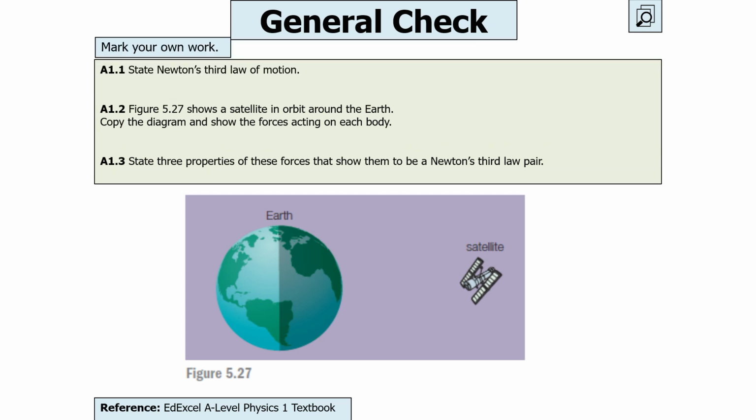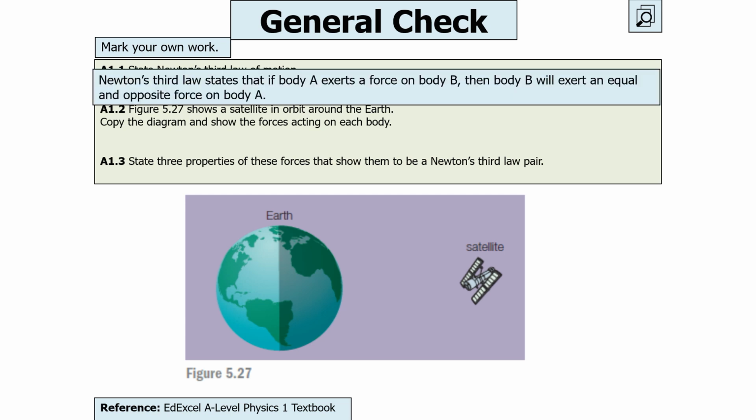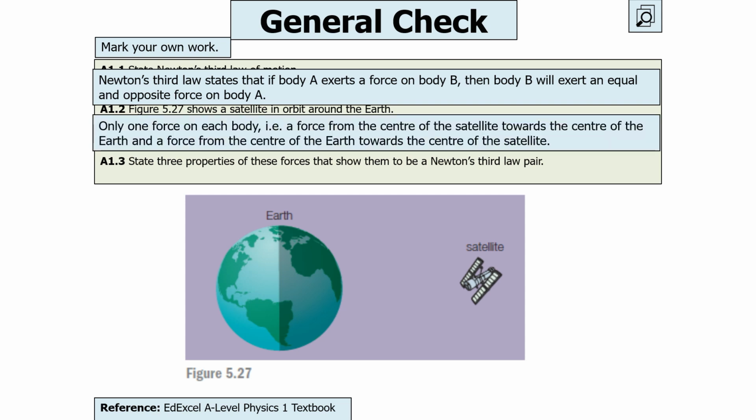Right, it's very important you understand Newton's third law of motion. It states that if a body A exerts a force on body B, then body B will exert an equal and opposite force of the same type on body A. So in the diagram, there will only be one force on each body: the force from the centre of the satellite towards the centre of the Earth, and a force from the centre of the Earth towards the centre of the satellite, and they're both gravitational attraction.